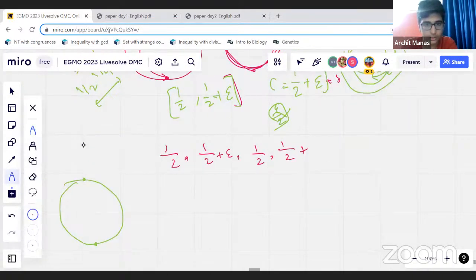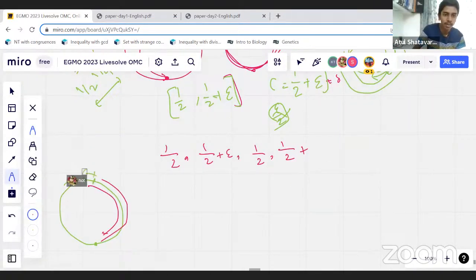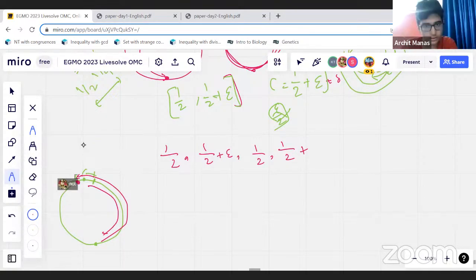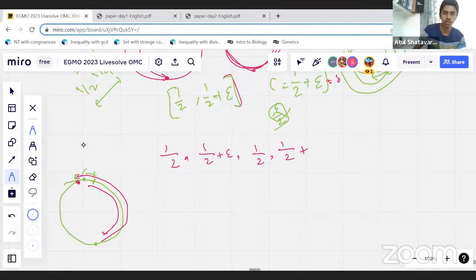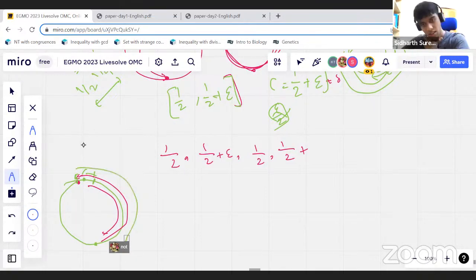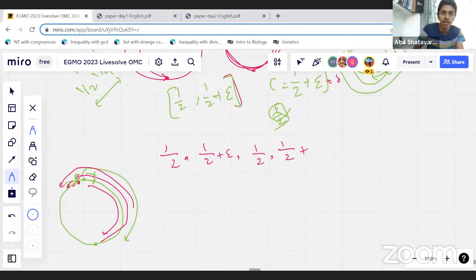So let's say it has to go left. Yeah, let's say you went this way. Now you go half plus epsilon back. So you're going slightly more to the left, right? Yes. And now when you do half, you can't really go this way again because you'll cover the whole circle. So instead go this way. Now go half plus epsilon. Half plus epsilon. So you're coming back another epsilon here.